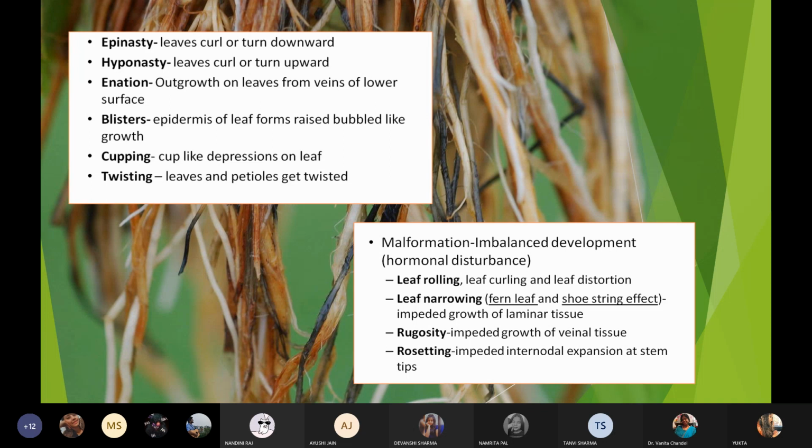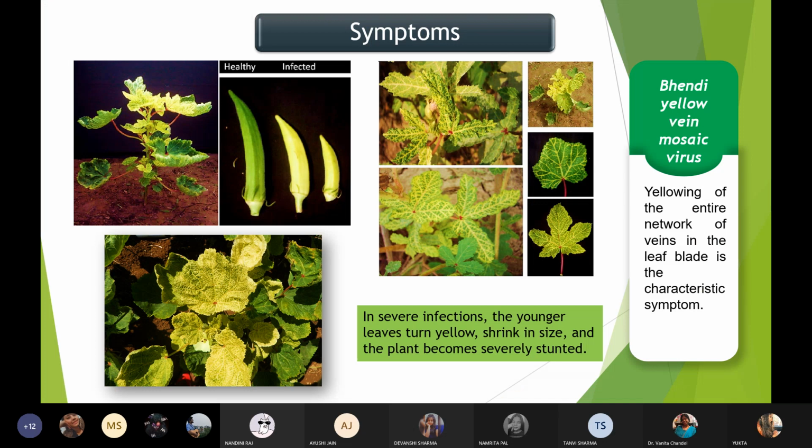In leaf narrowing, the fern leaf and shoestring effect can be seen, with impeded growth of laminar tissue. Rugosity is the impeded growth of venal tissue, and rosetting is the impeded internodal expansion at stem tips. So these were some terms used for symptoms, and we can differentiate between the two symptoms.